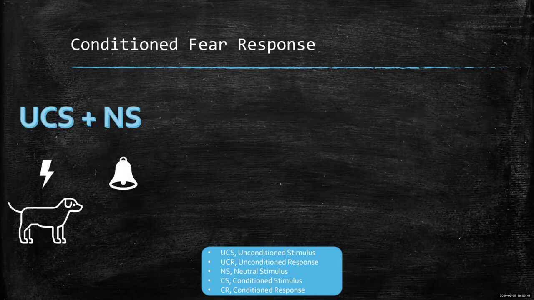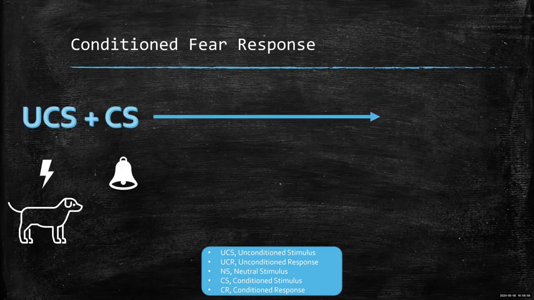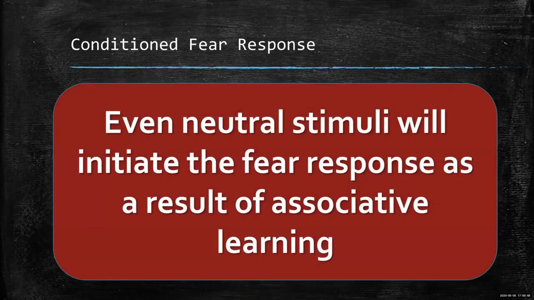But interestingly, when you pair that neutral stimulus, the bell, with the shock, and you do this many times, what ends up happening is the neutral stimulus then becomes a conditioned stimulus, in that after you've paired the shock with the bell over a number of times, the dog will respond even when the shock isn't there. In other words, it has learned that shock plus bell equals bad. Bell by itself is associated with the shock. Therefore, when the bell rings, the dog is anticipating that a shock will come, and it will display frightened behavior even when a shock is not there. So even neutral stimuli will initiate the fear response as a result of associative learning.